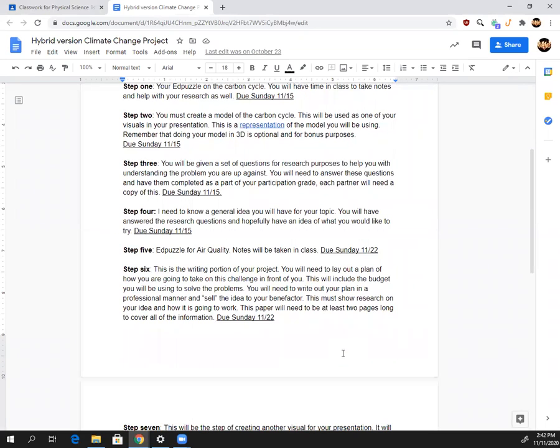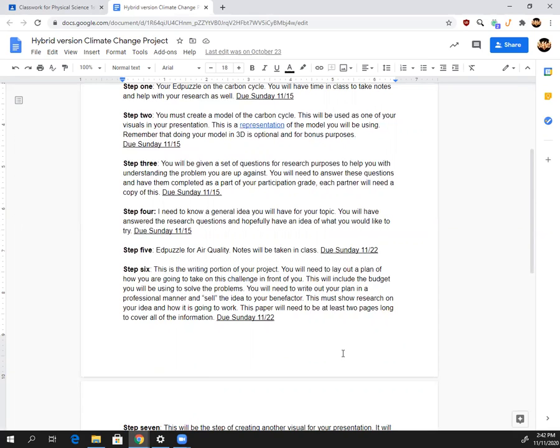So you will need to include a budget that solves your problems, and write out a plan. The budget does not have to be completely in depth. I just want to know what you would really need for your project to work. And now you're going to sell that idea to your benefactors. That benefactor is me. This is a two-pronged report. Basically, you are going to write the paper, and then you'll do a presentation about it.